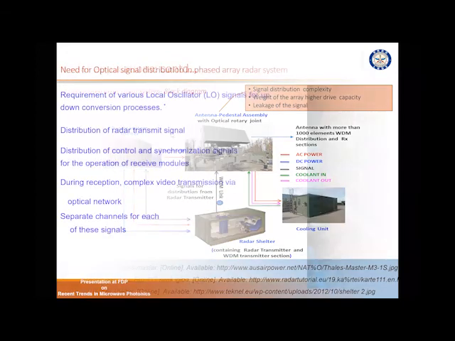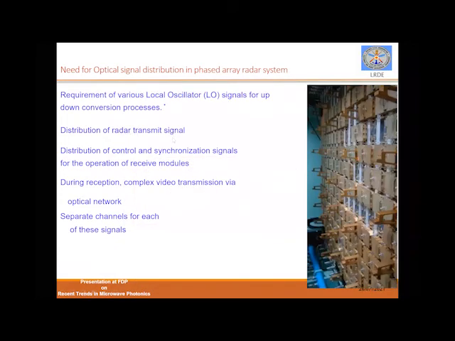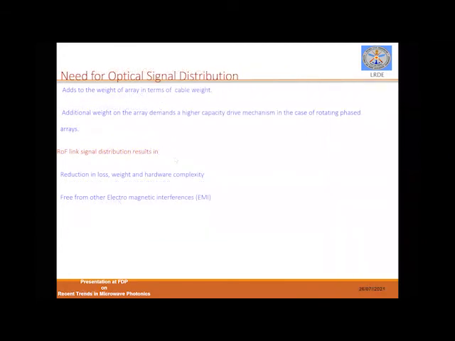And again, do we really require this? The answer is yes, because I told you that different types of signals are required to be taken to the antenna for normal operation of the radar. So if each of the signals is transmitted, I'm sorry, here I think the bullets are not shown properly, but still all the points are there luckily. So if I'm having five signals and five cables, if I'm taking those huge bulky cables, it adds to the weight of the array, because of the cable weight.